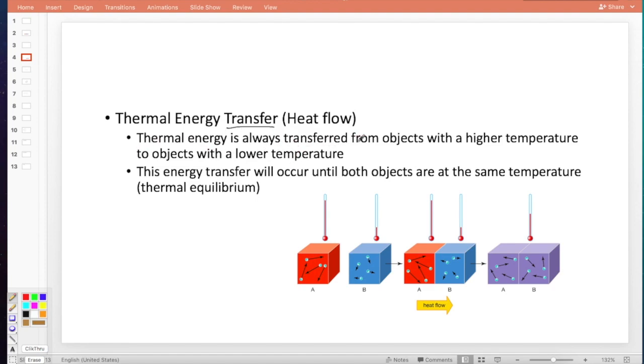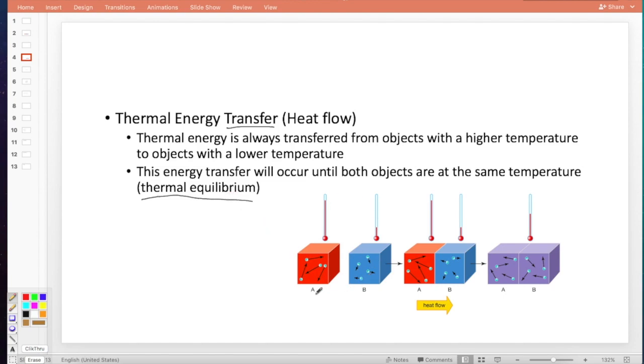There's a very simple rule that we follow to figure out how energy flows in this manner. Thermal energy is always transferred from high temperature to low temperature, so from objects with higher temp to objects with lower temp. And that transfer will occur until both objects reach the exact same temperature, which we refer to as thermal equilibrium. No more energy can get passed back and forth overall when this has been reached.